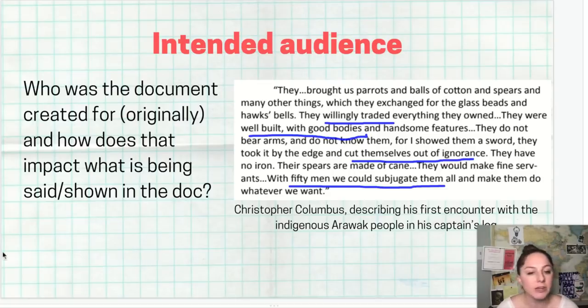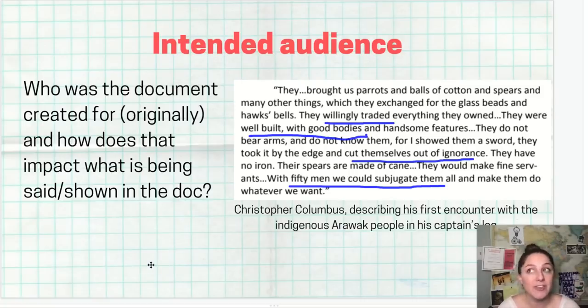So the point here is you might be thinking, well, it's his captain's log, so the intended audience is himself. That's it. But we know that's not true, right? If you're Columbus and you just discovered a whole new continent, you know people are going to be reading your captain's log. Specifically, Europeans. Even more specifically, the people funding your journey. They want to know what you were up to.